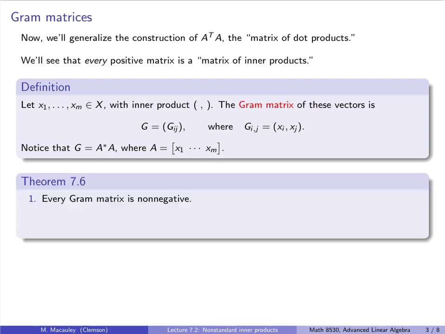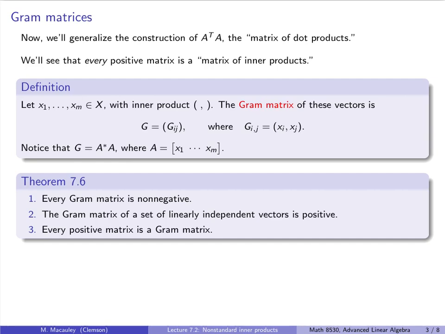Let's now prove what I've basically already claimed. First off, that every Gram matrix is non-negative, so there's nothing special about A transpose A. Here we just used the standard inner product. But remember that if we pick an orthonormal basis, then any inner product we deal with can be written as dot products. Next, the Gram matrix of a set of linearly independent vectors is indeed positive, just like what we had for A transpose A. And finally, every positive matrix is a Gram matrix.